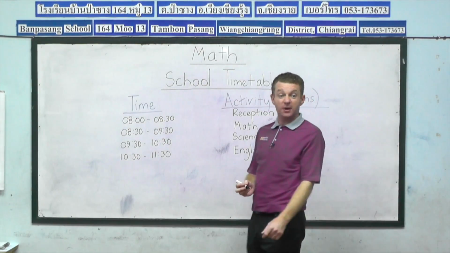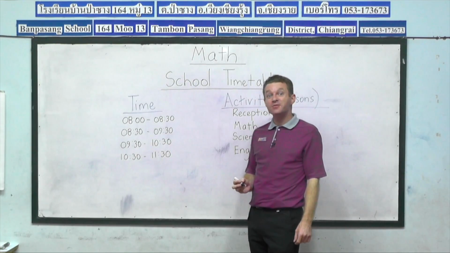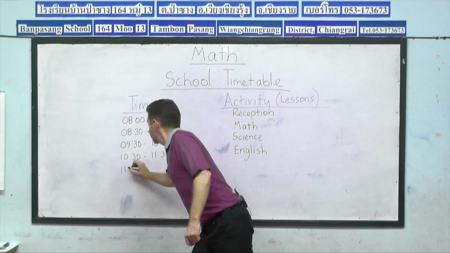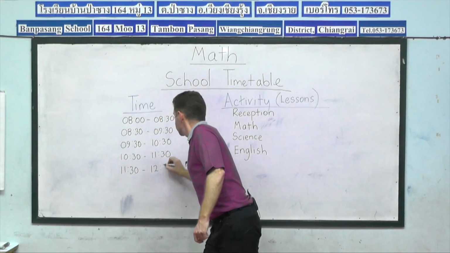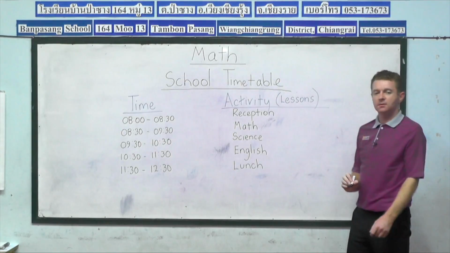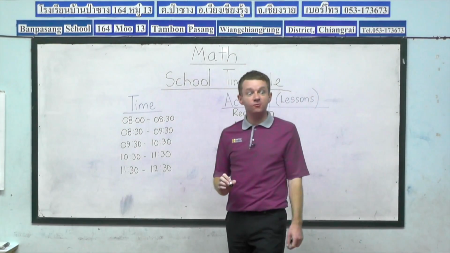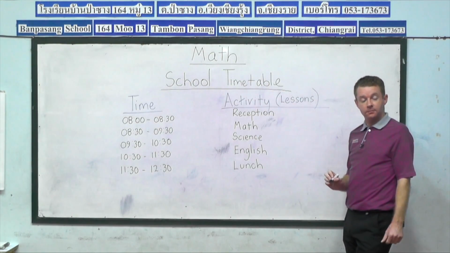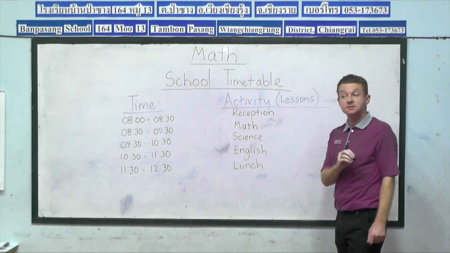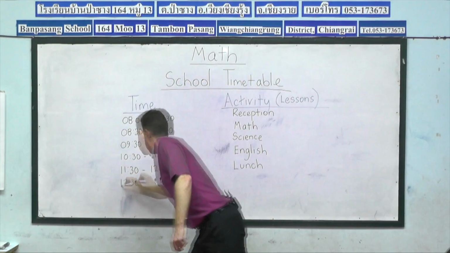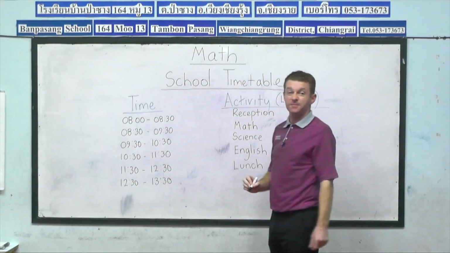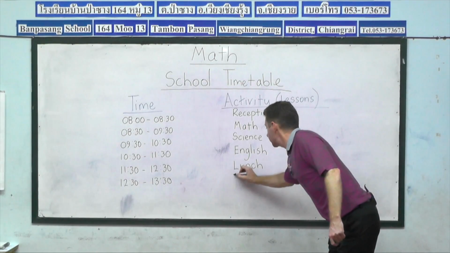But then at 11:30, are we hungry yet? Yes. So what do we do at 11:30? Lunch. And what time till? 11:30 until 12:30 is lunch. L-U-N-C-H. And is it home time yet? No. What happens at 12:30? 12:30 until 13:30 is Thai. Okay, so it's time for Thai language. Remembering about the 24-hour clock, 13:30 is like 1:30 in the afternoon. And then it's time for Thai.